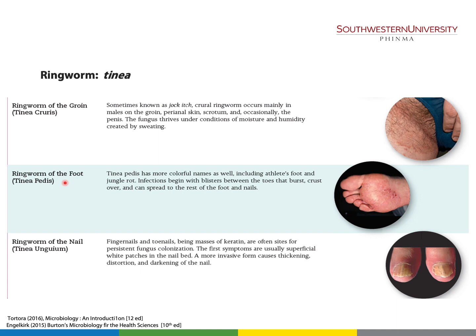Ringworm of the foot. So this is commonly known as athlete's foot. So we call it tinea pedis. And ringworm of the nail or your tinea unguium. So here, the picture. Fingernails and toenails, being masses of keratin, are often sites for persistent fungus colonization. So usually, you will see thickening, distortion and darkening of the nails for this type of infection.